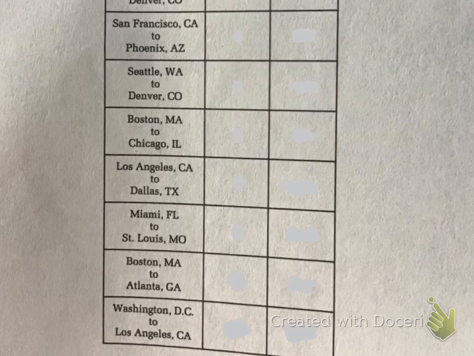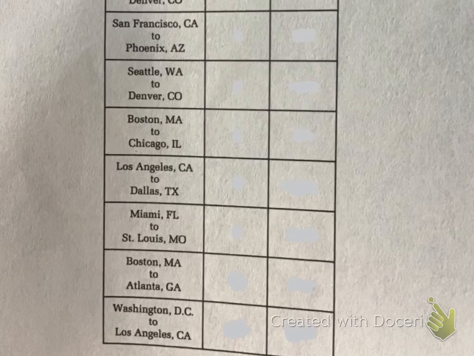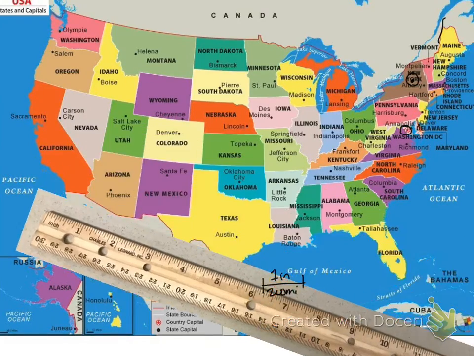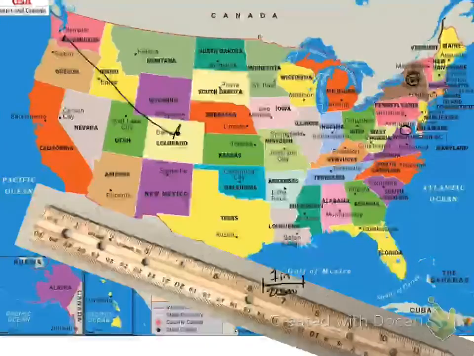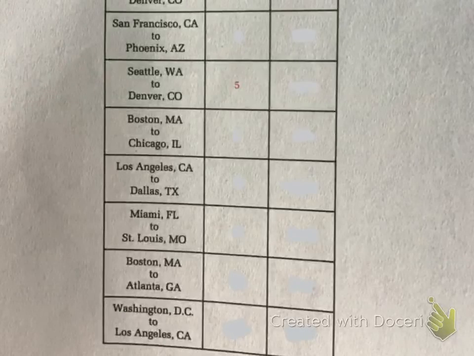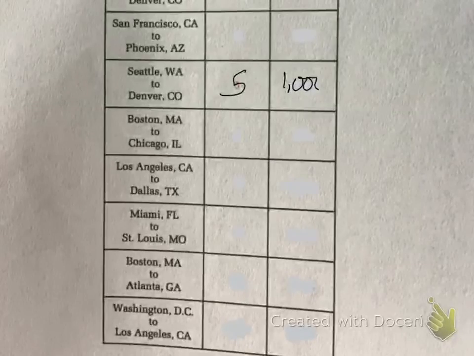So we have San Francisco, California to Phoenix, Arizona. Let's not do that one. Let's do Seattle, Washington to Denver, Colorado. Seattle, Washington is right about here. It's not too far. And then Denver, Colorado is over here. So if I measured that distance with my ruler, I would find that it was about 5 inches. So 5 inches, we know, is 1,000 miles.